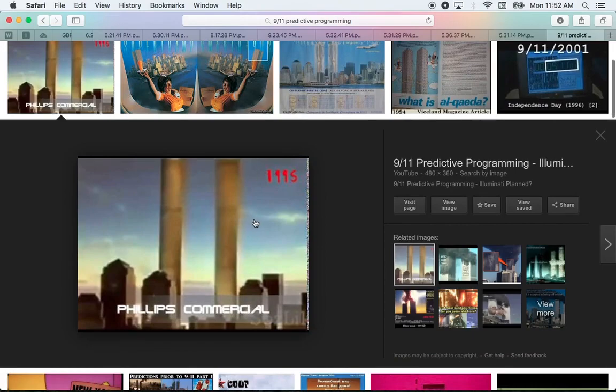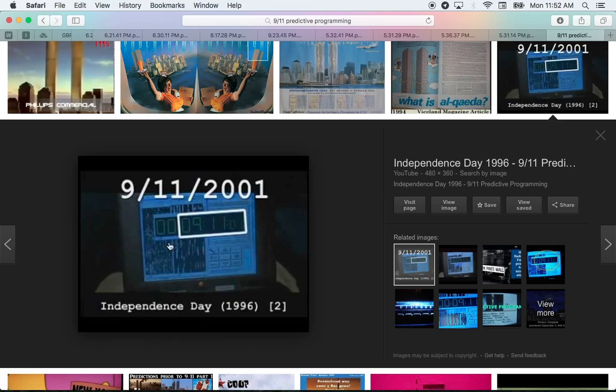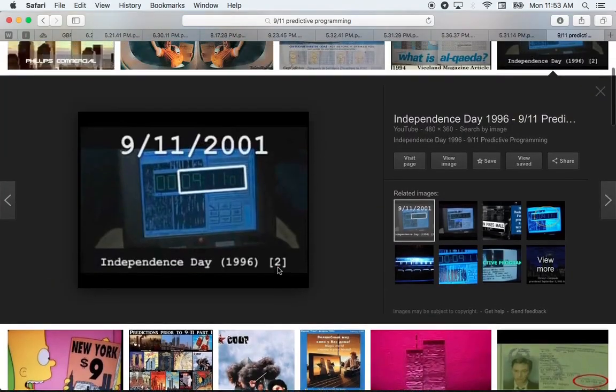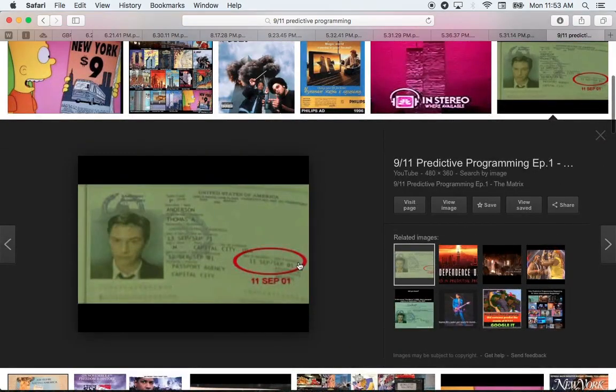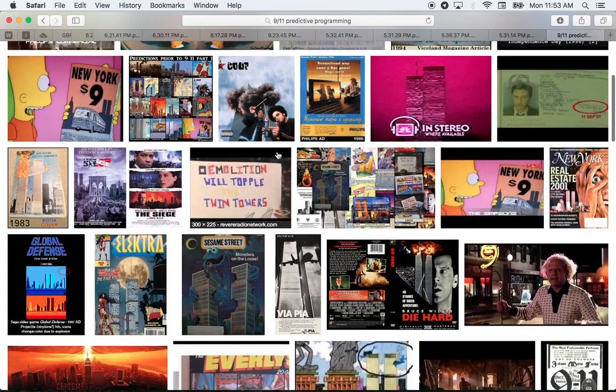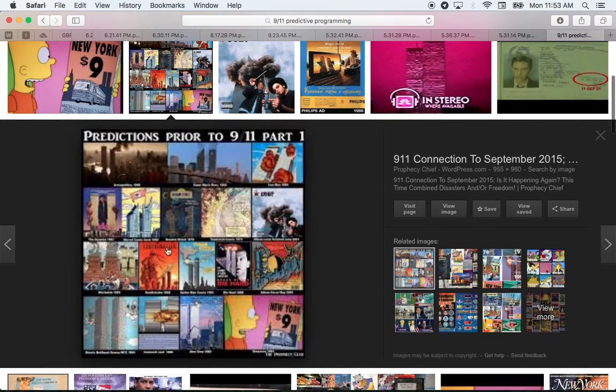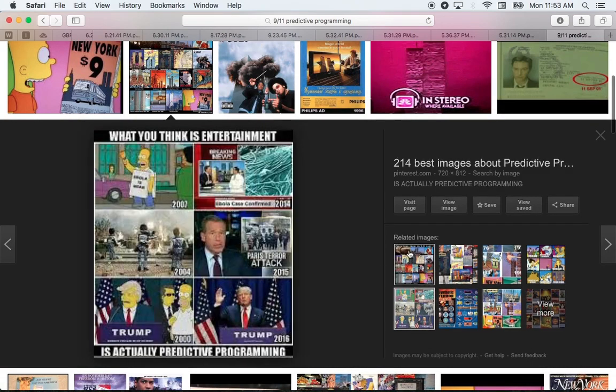I mean, there's just so many, you guys. On different clocks, Independence Day, this was 1996, 9/11/01, 9/11/2001. These events, or these predictions, these numbers, are thrown in your face so much. These are just the ones that people have come out and seen as well. Here's a bunch of different ones, predictions prior to 9/11.